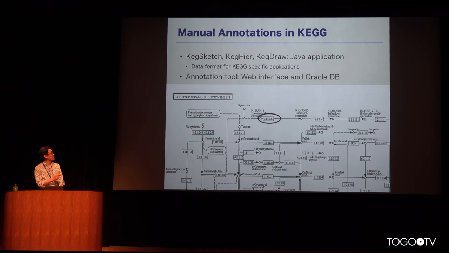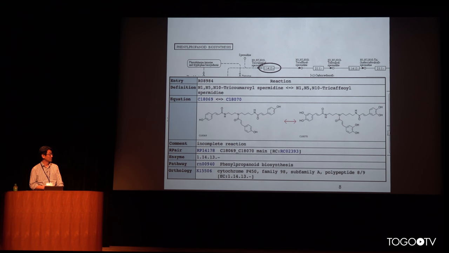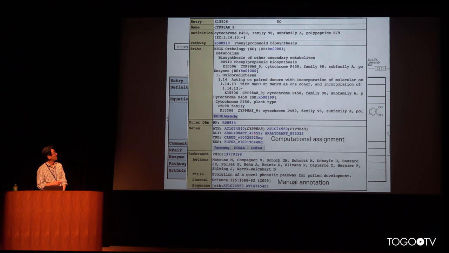So for KEGG Sketch, basically the annotator draws the pathway diagram like this manually, and then they annotate each reaction or enzyme box here by assigning new reactions or enzymes. For the reactions, they also input the chemical structure of the compound and what kind of reaction it is, and also the definition and other related pathway information. We use KEGG Draw to draw compounds like this. And then we also annotate the author information into this box.